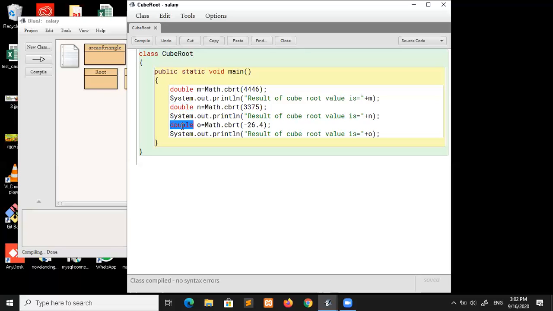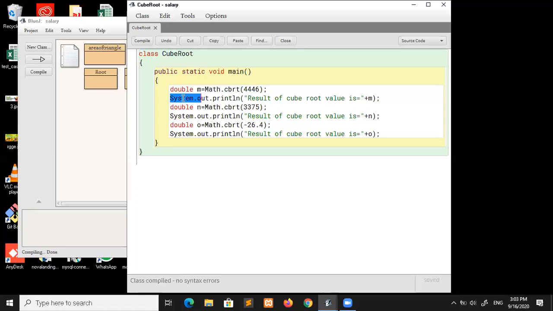So I have made use of a class cube root over here, and inside that every variable, that is the m, n and o variable, has the data type double. So the syntax is data type, variable name is equal to math.cbrt. So cbrt is nothing but the cube root of which number. Whichever number the user wants to find the cube root of, the user is going to specify it. And two, I want to display the output on my output screen.